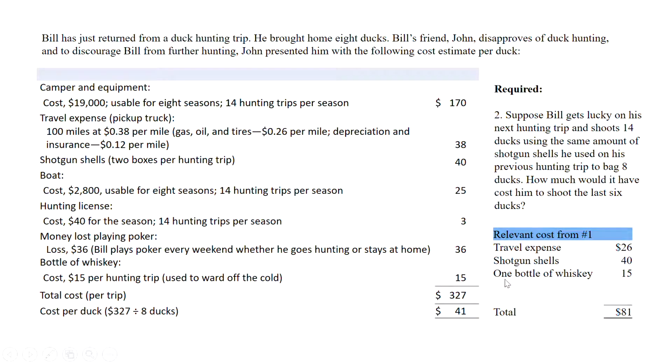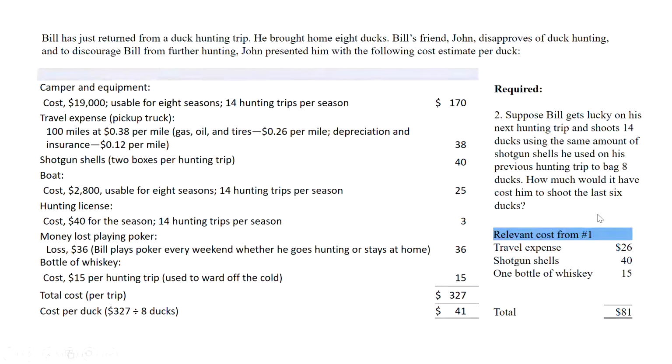So let's go ahead and look at part number 2. And I just left here on the bottom the relevant costs from number 1. So number 2 says, suppose Bill gets really lucky on his next hunting trip. So John hasn't dissuaded him and he shoots 14 ducks. So instead of 8, 14 ducks using the same amount of shotgun shells he used on his previous hunting trip to bag 8 ducks. How much would it have cost him to shoot those last 6 ducks?